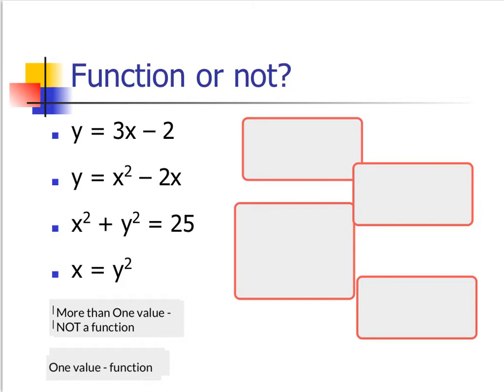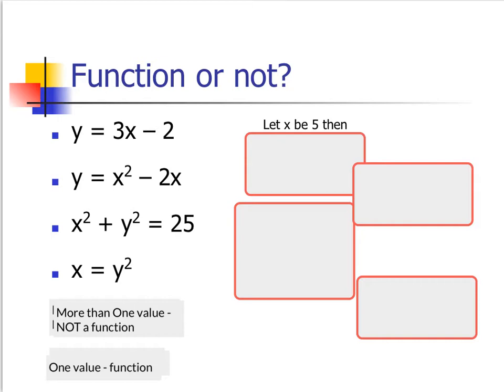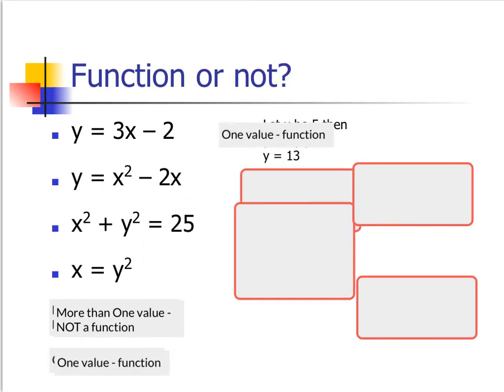Looking at the first equation, y equals 3x minus 2, we know from grade 9 math that that is the equation of a line, so we expect that it will be a function. I'm going to substitute in some value of x and find out the y. If I let x be 5, when I substitute x equals 5 into the equation, where the x was, I put a 5. So 3 times 5 minus 2, and in fact I get one value of y. So yes, this is a function.